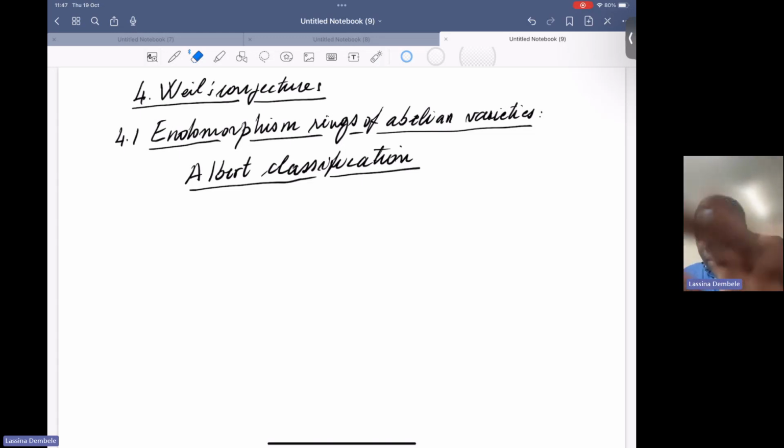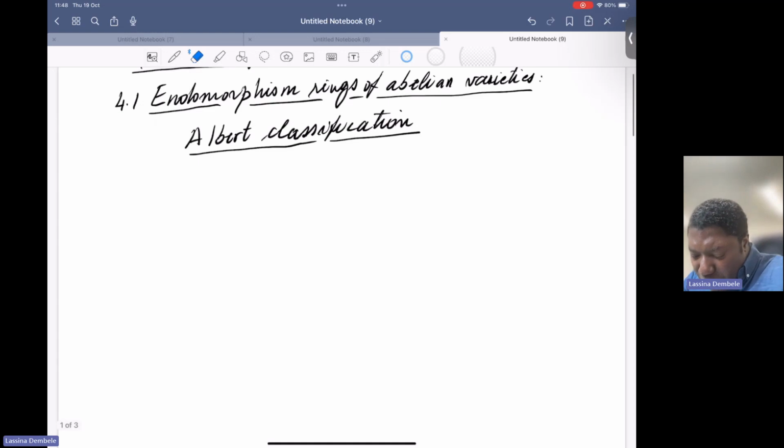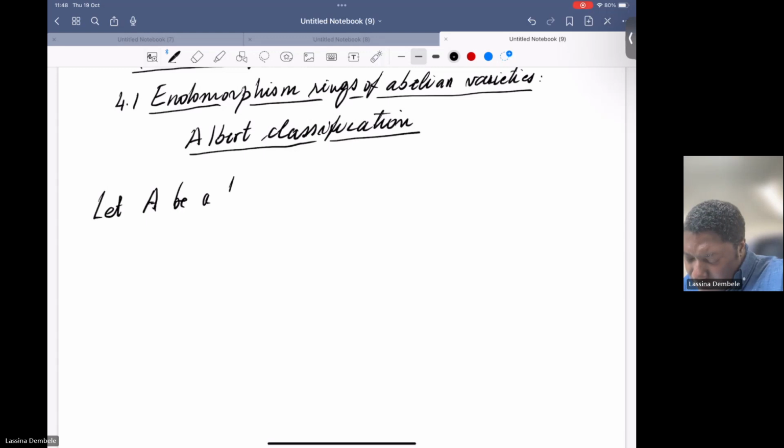Okay, so the thing that I want to do is to start by giving you additional properties on the endomorphism ring of abelian varieties. Namely, we're going to start with the classification of that endomorphism ring by Albert. Okay, so we let A be an abelian variety over a finite field, and we want it to be simple.